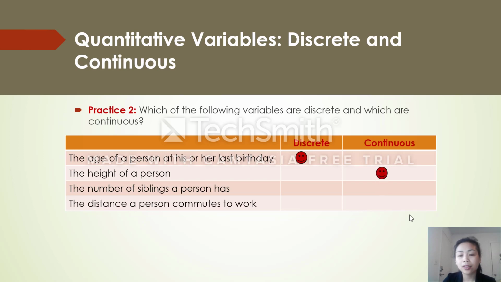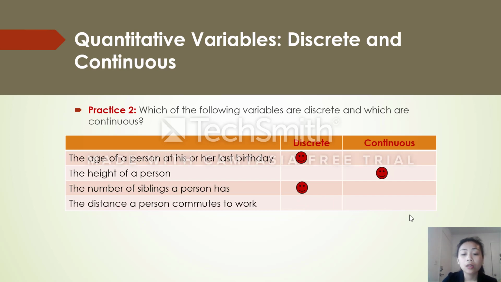So this is an example of continuous. Next, the number of siblings a person has. A person might have no siblings, 1 sibling, 2 siblings, or more. The number of siblings cannot be a decimal, right? It can only be 0, 1, 2, 3. That means the number of siblings must be a whole number. So this is an example of discrete.